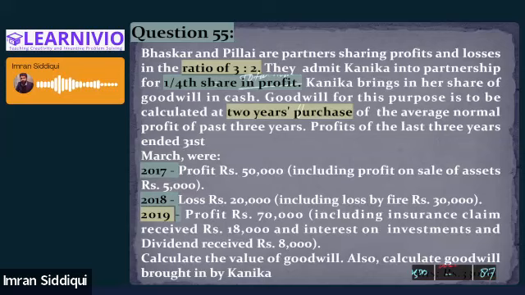Then in the year 2019, profit was 70,000, and that includes insurance claim received 18,000. Now insurance claim, you already know, is an income, but that is an abnormal income. So this has to be subtracted. And interest on investment and dividend received. Interest on investment and dividend is also not our regular income, so this also needs to be subtracted. Both these incomes, 18,000 plus 8,000, are considered an abnormal gain. We'll subtract it to arrive at the correct normal profit of the firm.